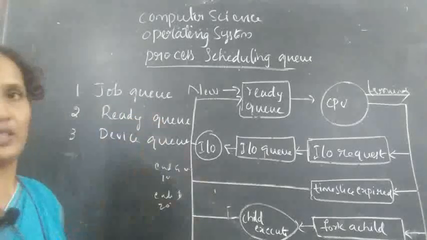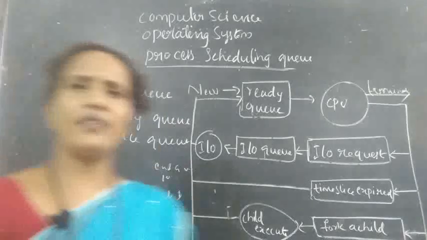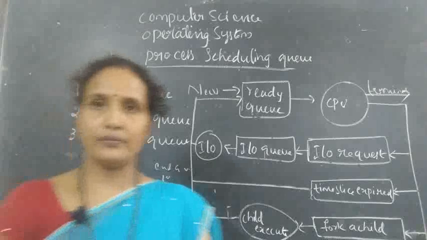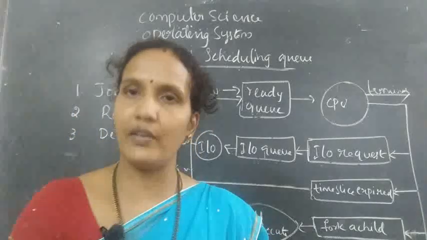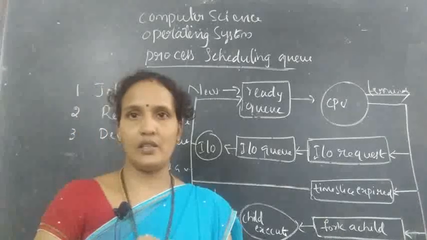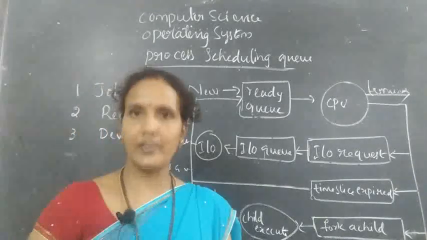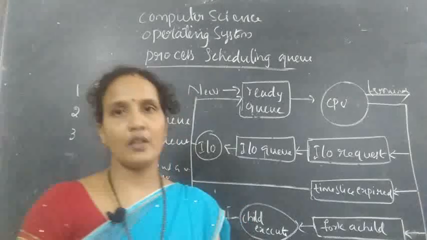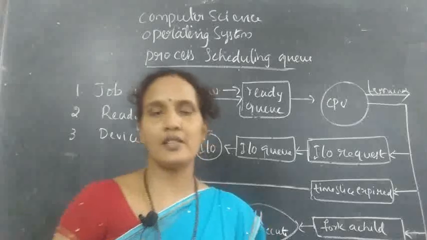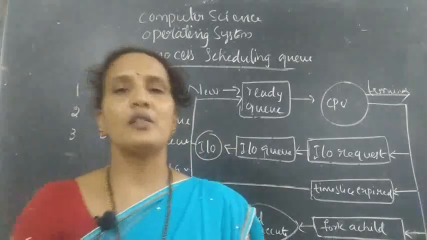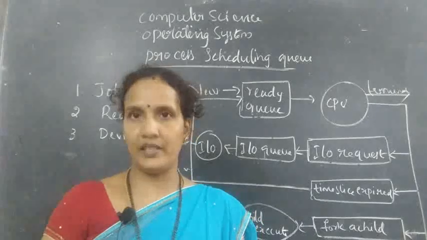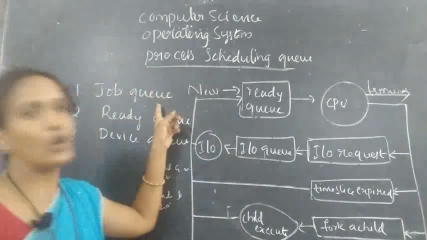Now here, the queues the operating system will maintain are the job queue, the ready queue, and the next one is the device queue. Job queue is nothing but whenever any process is moved from secondary memory to the primary memory for execution, that is called a job queue. Whenever any program enters secondary memory and wants to execute, a separate queue is maintained, that is called a job queue.